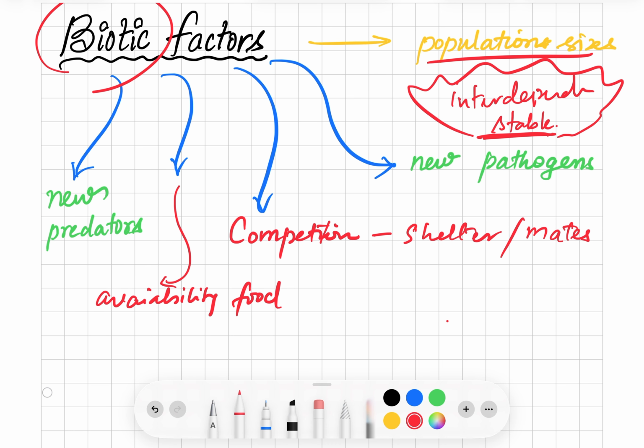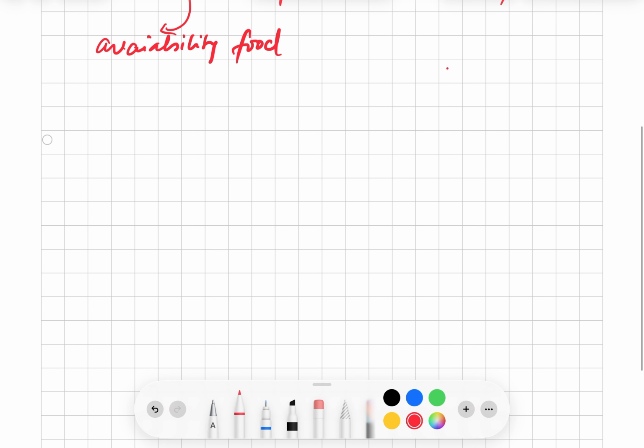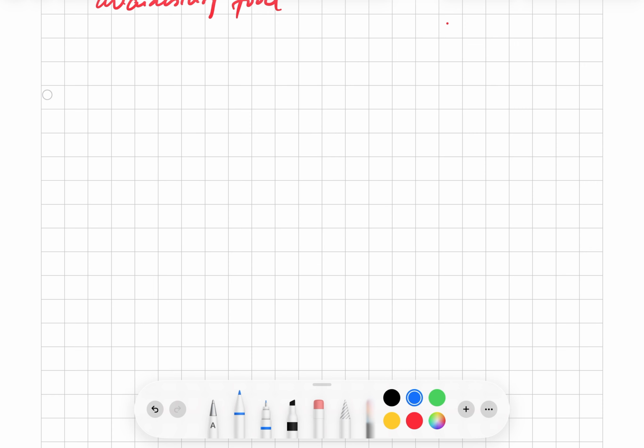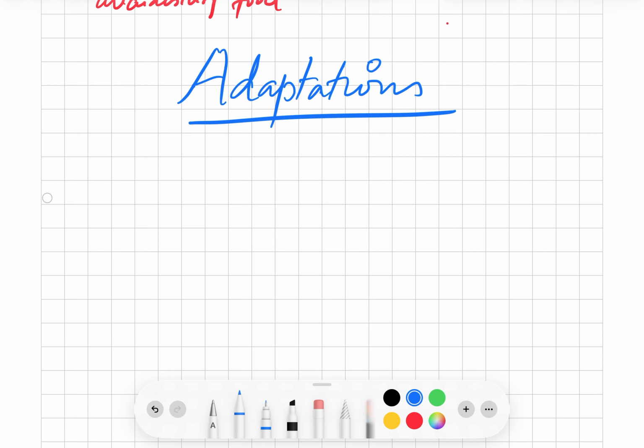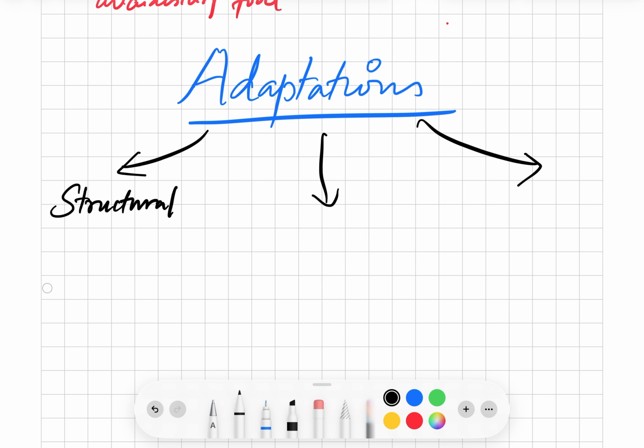Now, following this, we're going to move on to our next topic, which is adaptation. Let it be plants or animals, they are adapted in a way so that they can survive, right? So at the end of the day, the whole idea is how they can adapt themselves so they can survive better. So there are three types of adaptations. We're going to say structural adaptations, behavioral, and it can also be functional adaptations.